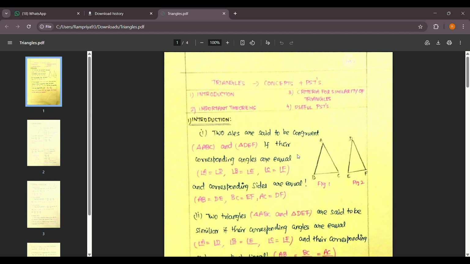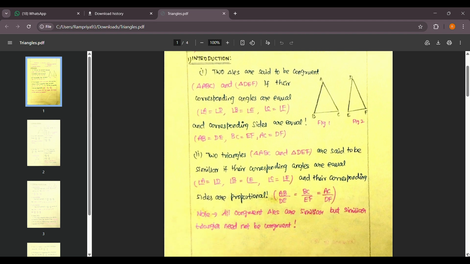Two triangles are said to be congruent if all the corresponding angles are equal. Corresponding angles means angle A and angle D should be equal, angle B and angle E should be equal, angle C and angle F should be equal, and also the corresponding sides should be equal. AB should be equal to DE, BC should be equal to EF, and AC should be equal to DF. If all the corresponding sides as well as the corresponding angles are equal, then you can say that these two triangles are congruent. You would have studied it in your 9th grade. Now we are going to study similarity and the various conditions for similarity.